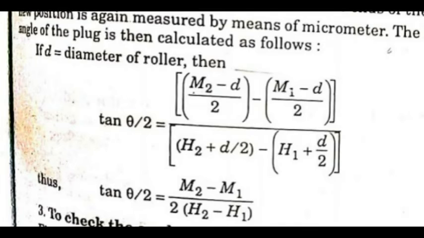That means if d equals the diameter of the roller, then tan theta by 2 equals ((m2 minus d) by 2 minus (m1 minus d) by 2) by ((h2 plus d by 2) minus (h1 plus d by 2)). So tan theta by 2 equals (m2 minus m1) by (2 into (h2 minus h1)).